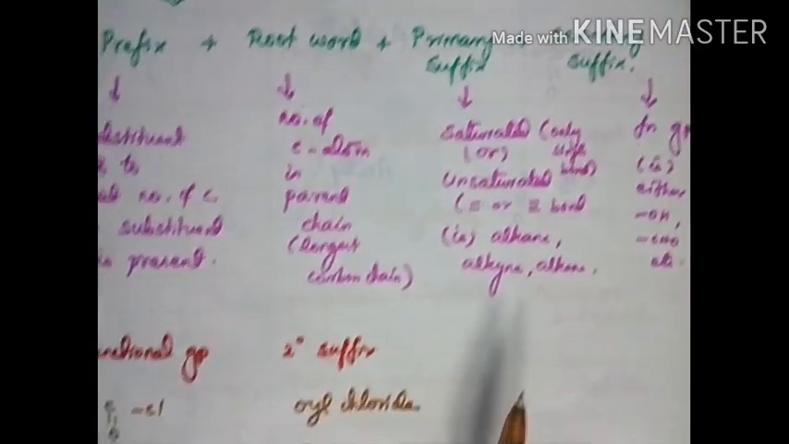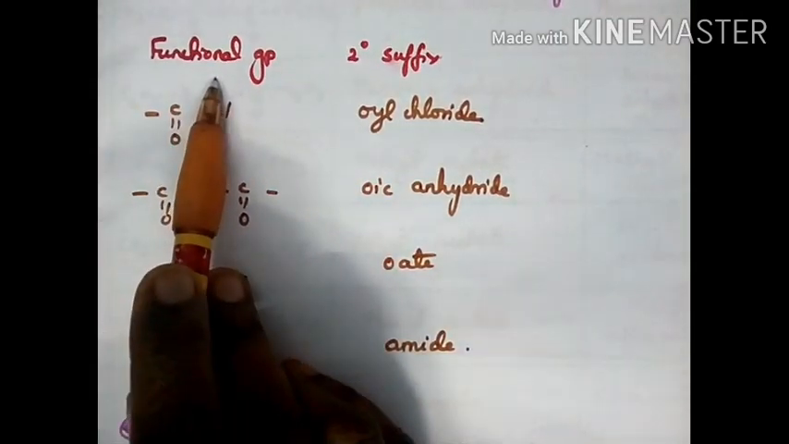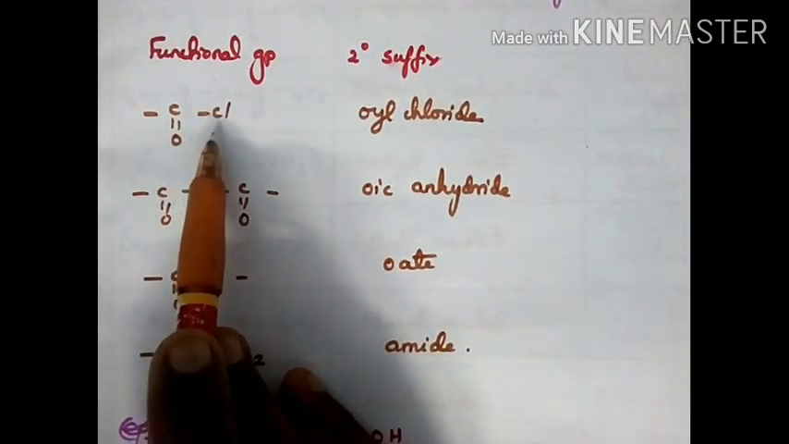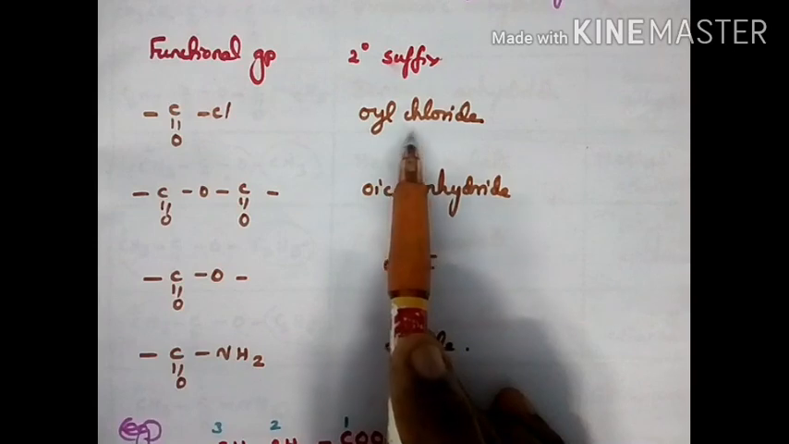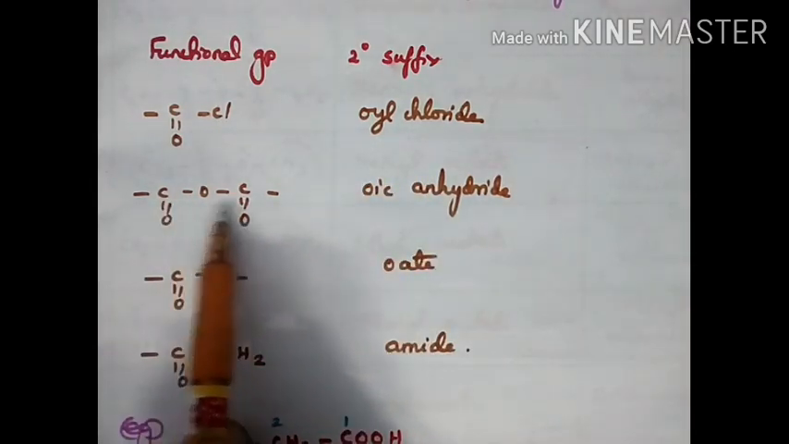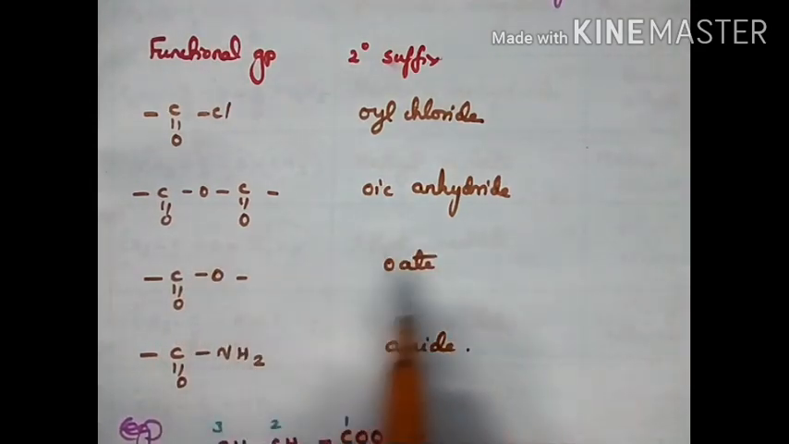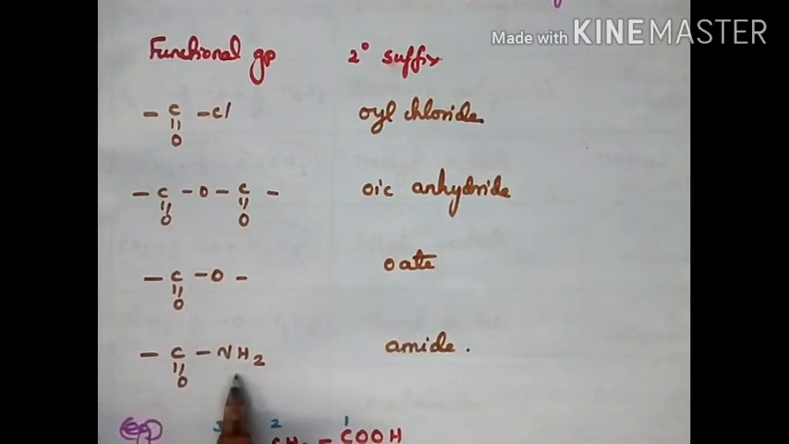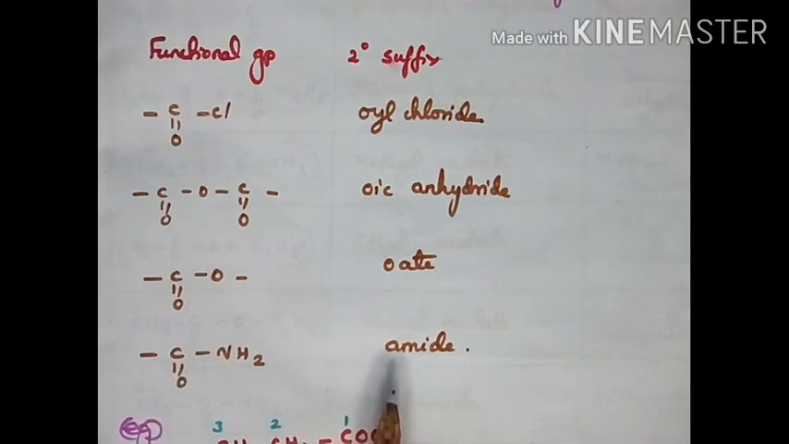Now we are going to see the functional group. Our functional group is C double bond O Cl, COCl. If this COCl is there, the name ends with oyl chloride. OCO means oic anhydride. COO is ester, so the ending is oate: methanoate, ethanoate. And if C double bond O NH2 is there, it means amide. That is the secondary suffix, which completes the end of the name.